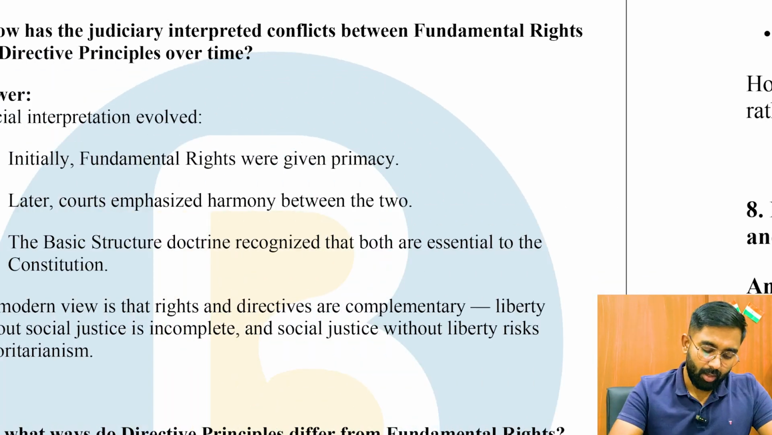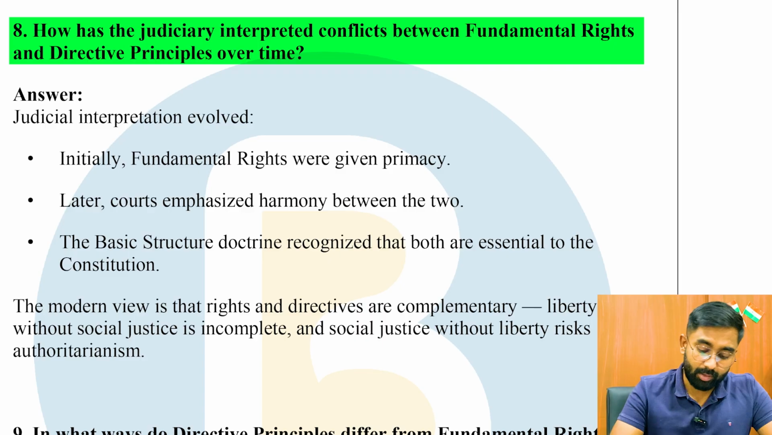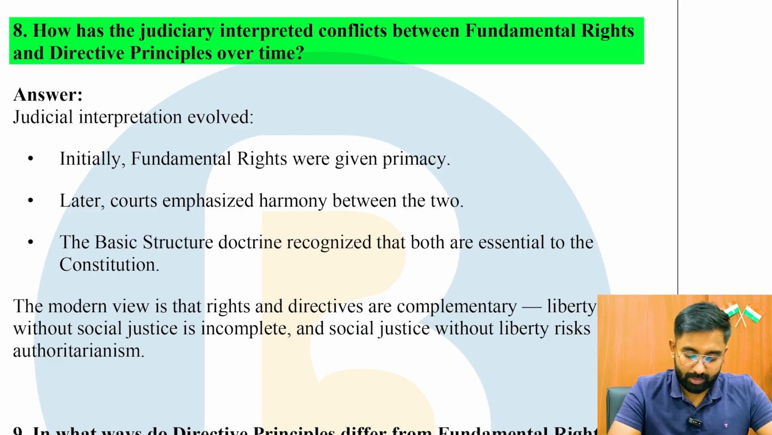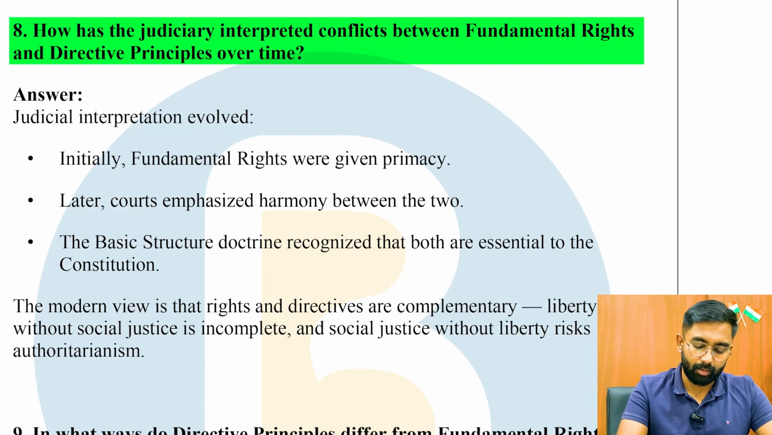You have to know how the judiciary has interpreted conflicts between fundamental rights and DPSPs over time. Judicial interpretation: initially, fundamental rights were given primacy. Later, courts emphasized harmony between them. The basic structure doctrine recognized that both are essential to the Constitution. So this was the chain of evolution that I was talking about.